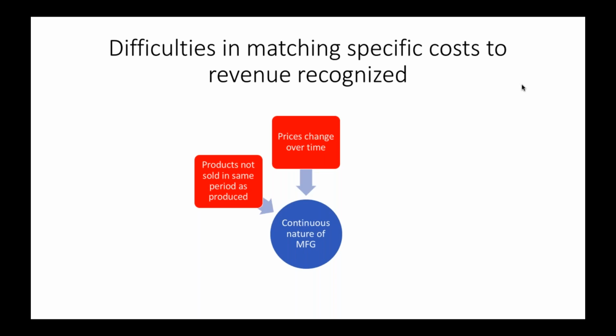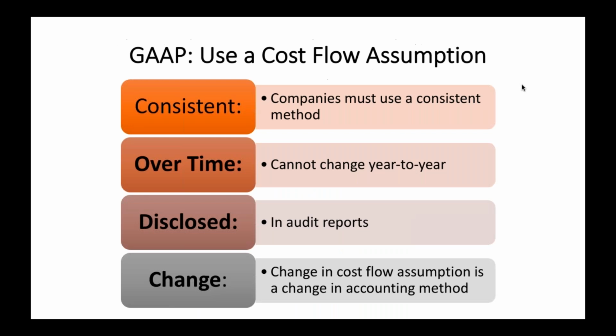The other difficulty is that prices of materials change over time, especially if you're dealing in a commodity. And the third difficulty is that production costs change over time. So GAAP has recognized that trying to take the actual costs in manufacturing and match it to the actual revenues incurred is very, very difficult. So what GAAP has come up with is what they call a cost flow assumption.